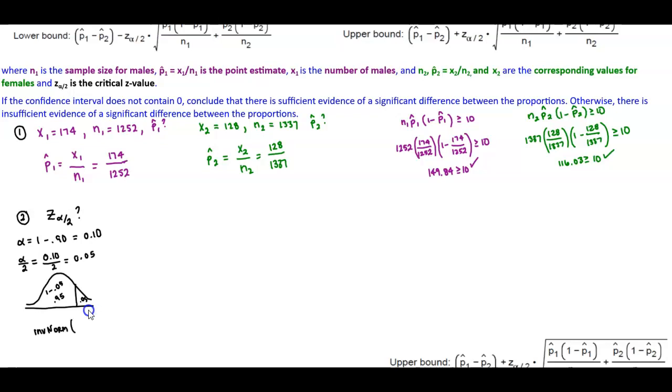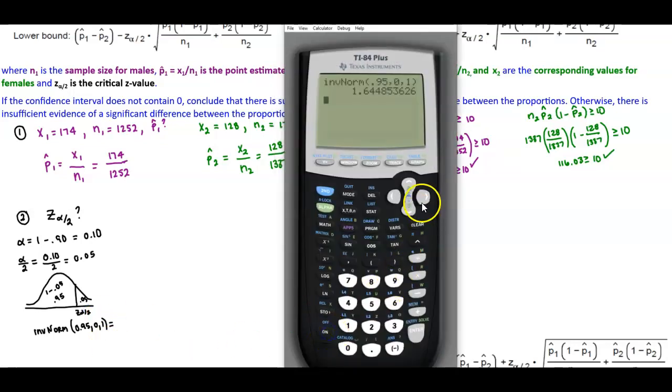Now remember, when we want to find the critical value of Z, we need to look at the area to the left because we're looking for this critical value here, Z alpha divided by 2. So we have 0.95 as our area. We know that our mean is 0 and our standard deviation is 1. So let's find out what our critical value is going to be on our calculator.